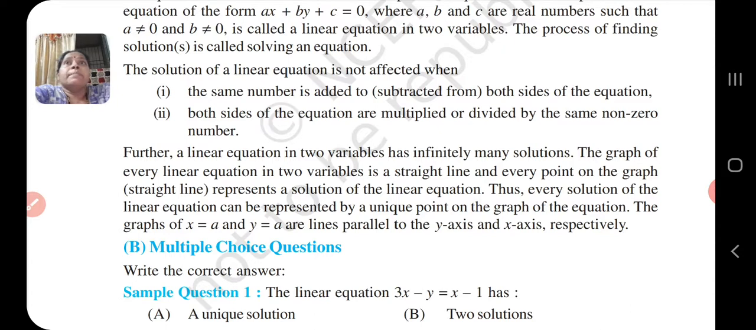Okay, a term may be transposed from one side of the equation to the other side, but its sign will change. Okay, कोई भी term को अगर one side से another side transpose करते हैं तो आप कर सकते हैं, but the sign of that term will be changed. Okay, understand? So this is called the transposition method. Okay, understand? Now linear equation in two variables.